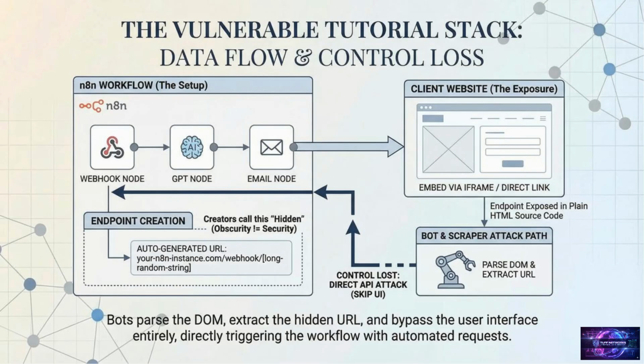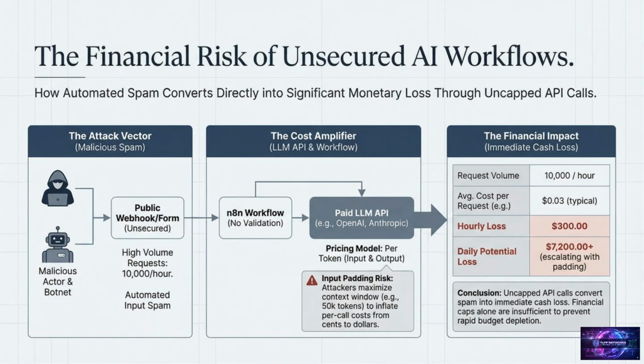Every single workflow triggers an API call to OpenAI or Anthropic. You wake up the next morning not to a list of new leads, but to a $5,000 bill from OpenAI and a suspended account because you hit your usage limits in 3 hours. Your client is furious, your infrastructure is crashed, and you are liable for the cost.